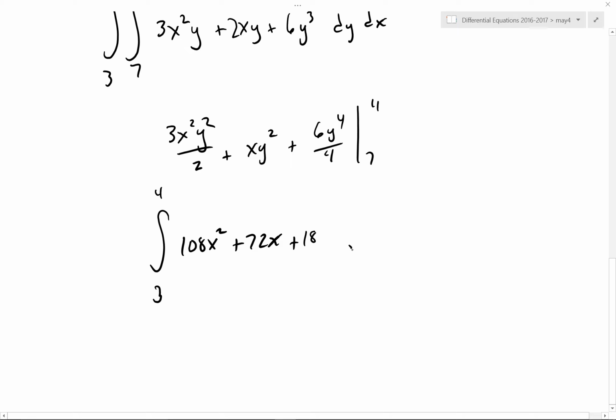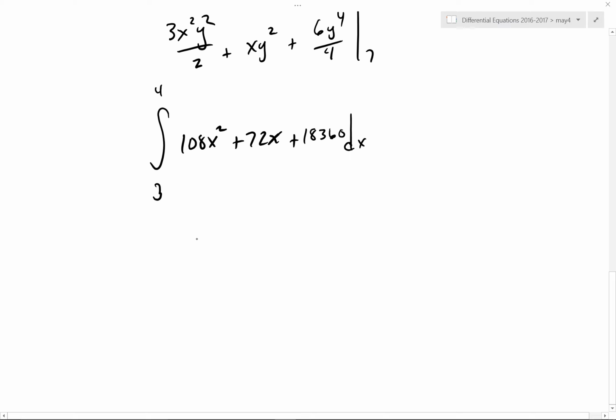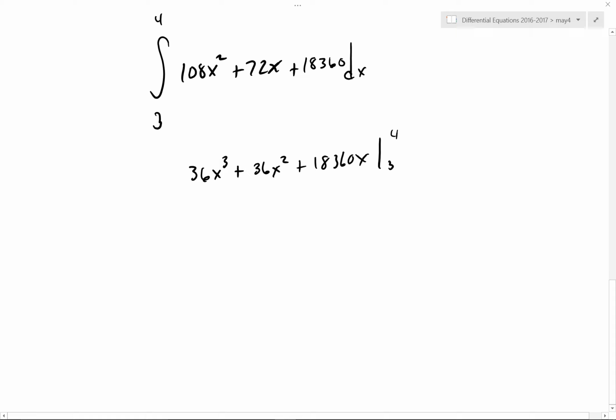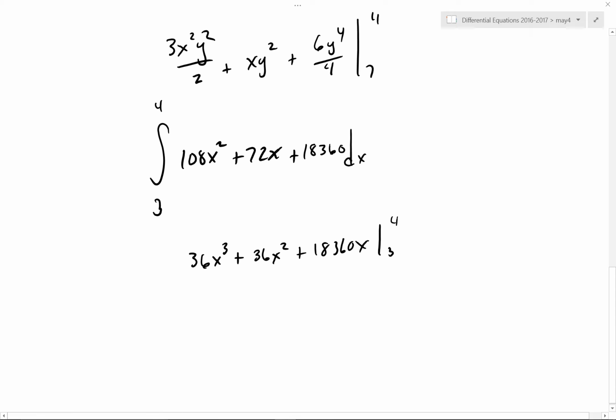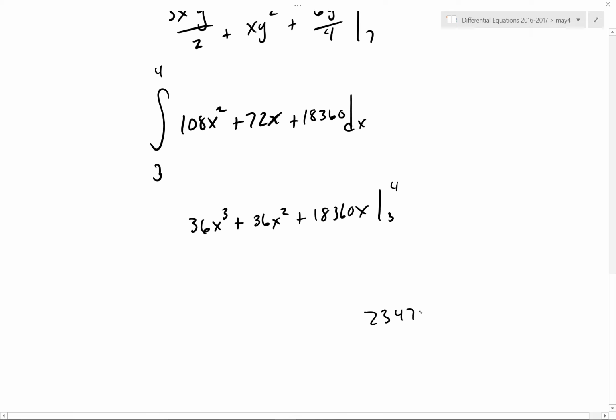Yeah. That's awesome. All right, dx. So of course that's going to be 36 x cubed plus 36 x squared plus 18,360 x from 3 to 4. And we still should get 23,472. The first time we did that, I got 19,944, and then I got the same answer after we just did it again.